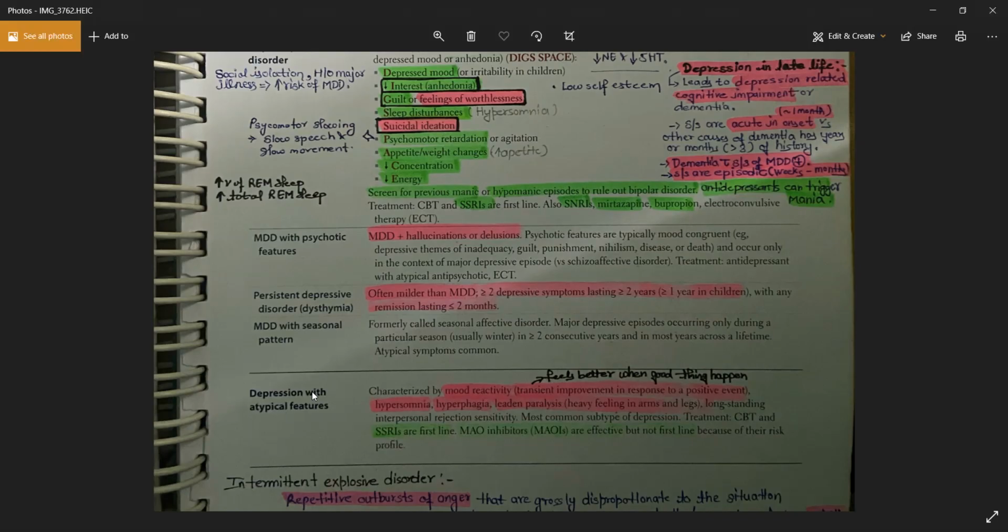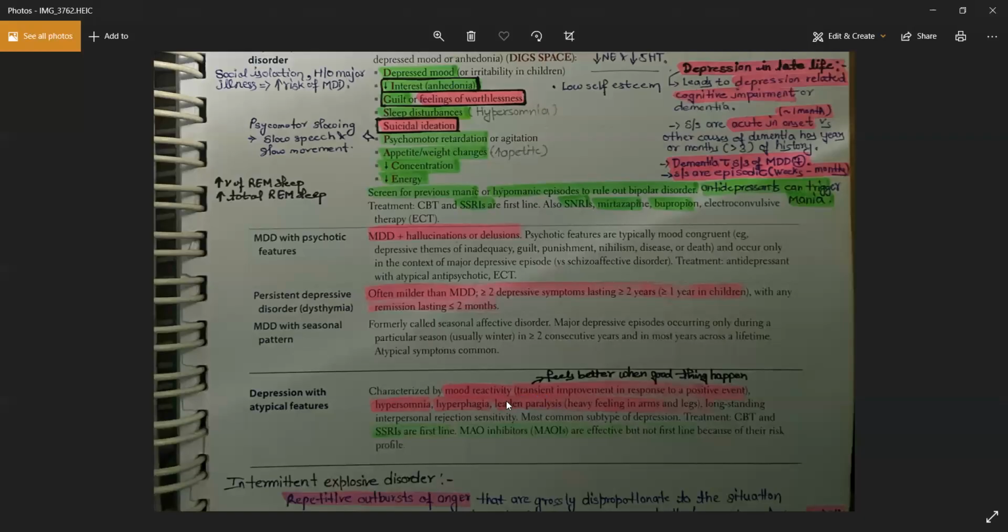Okay, the atypical features along with the depression, of course, are the mood reactivity. Whenever something good happens to the patient, they will feel very elevated, very happy, and then after some time they again feel the depression. Then again whenever something good happens to them, they feel very good, and then hours or days later they again have the depression. This is the mood reactivity, a transient improvement, a positive response you get. Second is the hypersomnia, third is the hyperphagia, and fourth is the leaden paralysis.